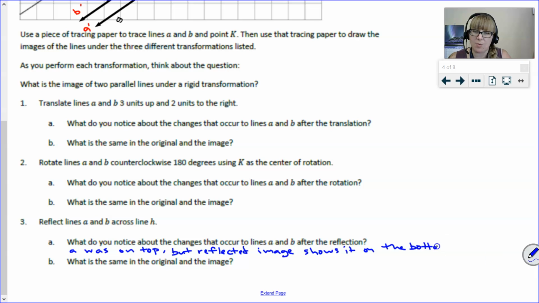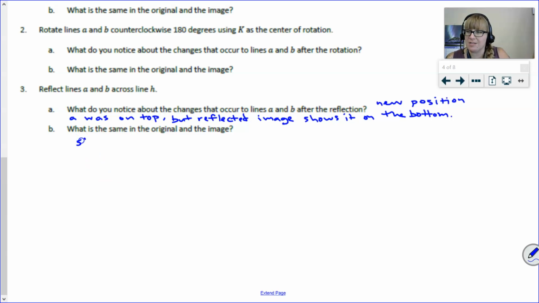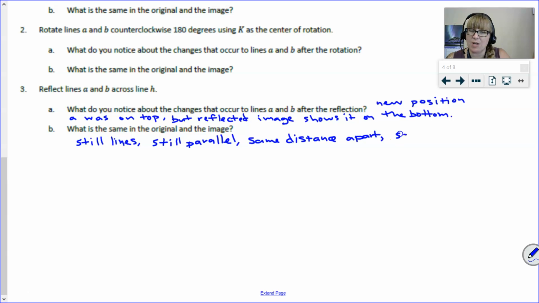Other things to note, we are going to notice that both A and B are in a new position this time. But some things that are the same, they are still lines, which seems so obvious, but it's one of the really important geometric foundations as we continue on, so it's still worth mentioning. When I reflect a line, it still is a line. The lines are still parallel, which means that they are the same distance apart. And they're still going the same direction.